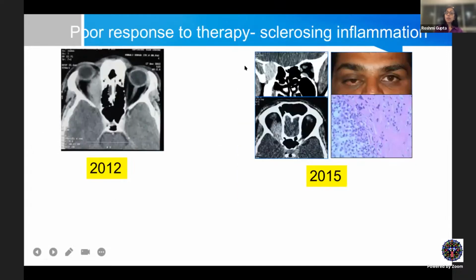Let's take an example of this gentleman. He presented initially at 2012 with the medial rectus and surrounding tissues involved. And he was put on high-dose steroid as well as immunosuppressant. But over the years, the condition kept increasing. The biopsy confirmed that there's a sclerosing inflammation, but in spite of the treatment, it kept increasing and almost filled the orbit. And finally, because of the compression, he lost his vision.